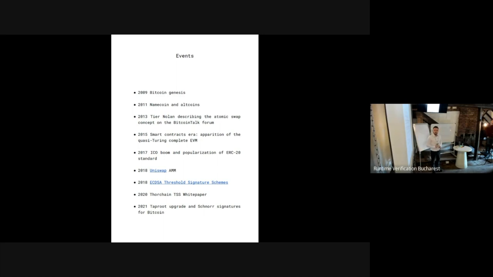And also in 2021, the Taproot upgrade on Bitcoin, which also implemented Schnorr signatures, which are a lightweight, let's say, version of the elliptic curve digital signature. They are on the same curve, which is secp256k1, and it's linear, meaning that in order to have multi-signatures, you can just add the signatures together, and also to verify, you add the public keys, which results in a new public key, and you can verify.